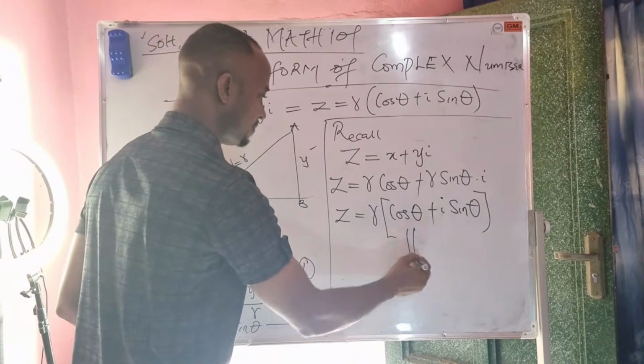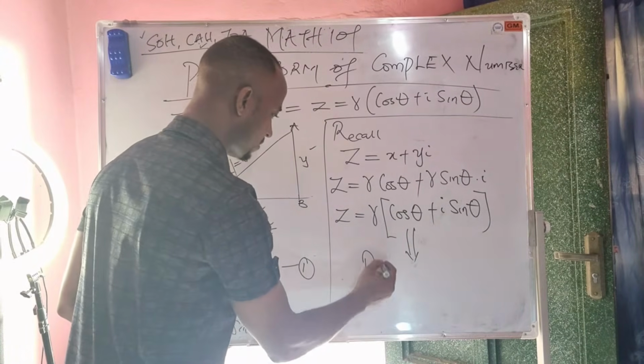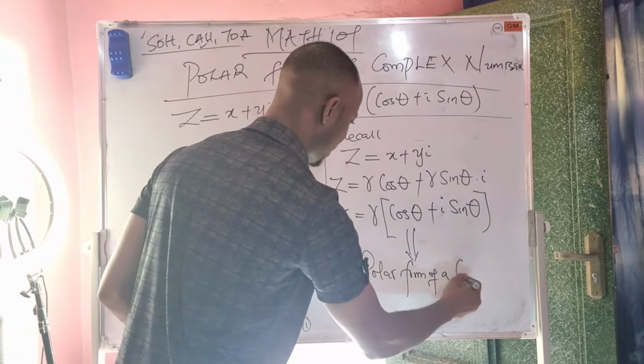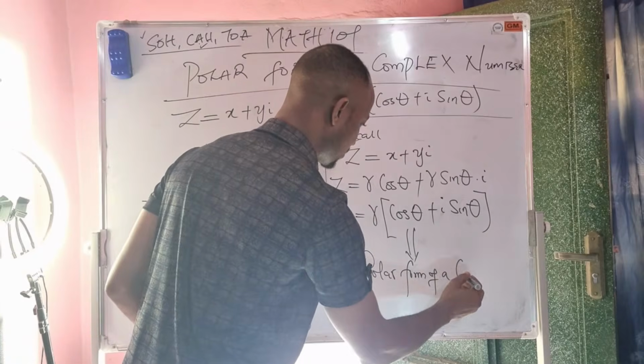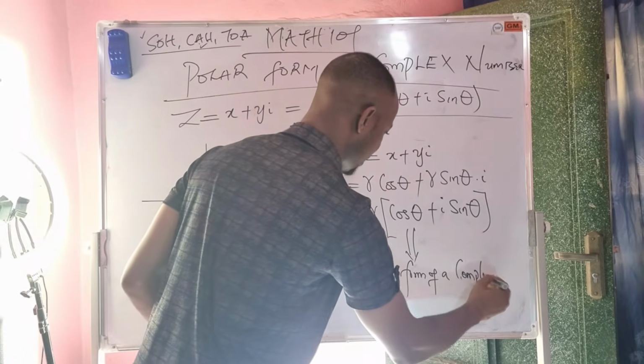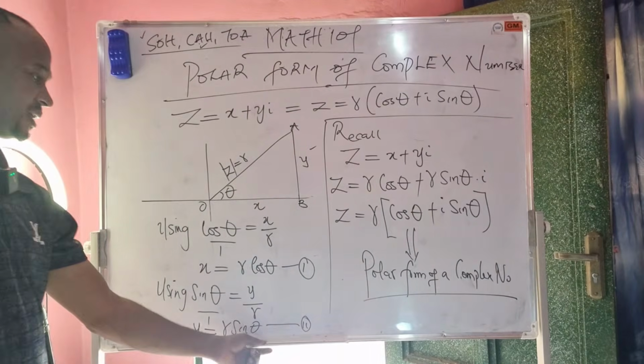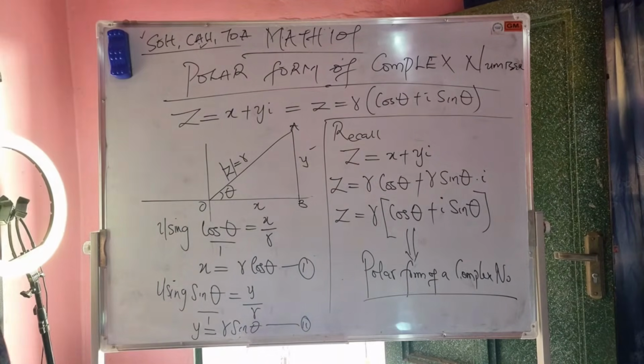So this form is called what? The polar form, right? The polar form of a complex number. Please take note of this. This is the polar form of a complex number. All right, so you can take note.